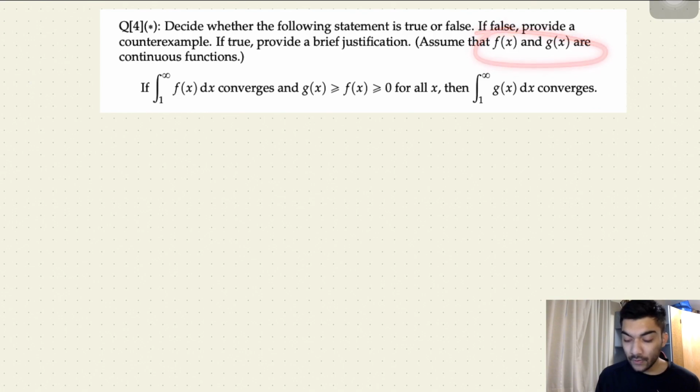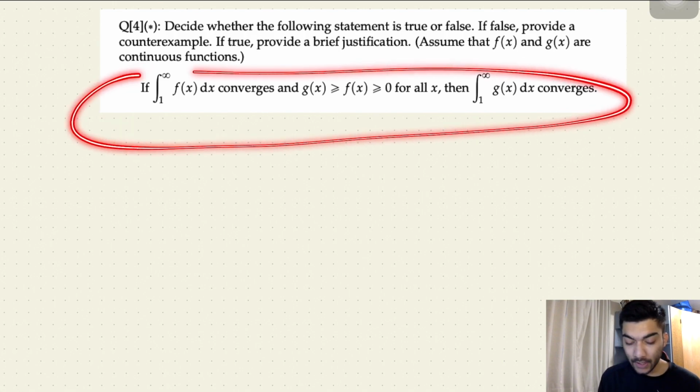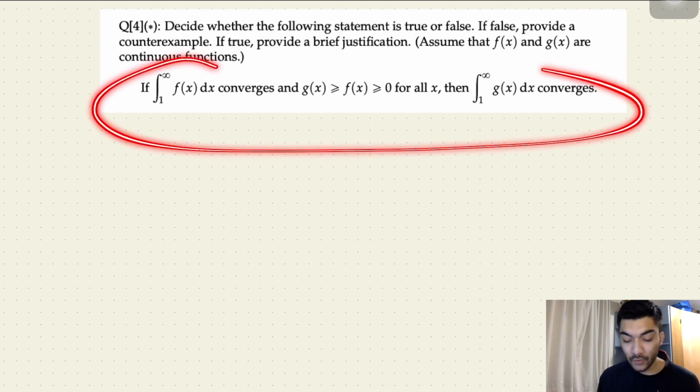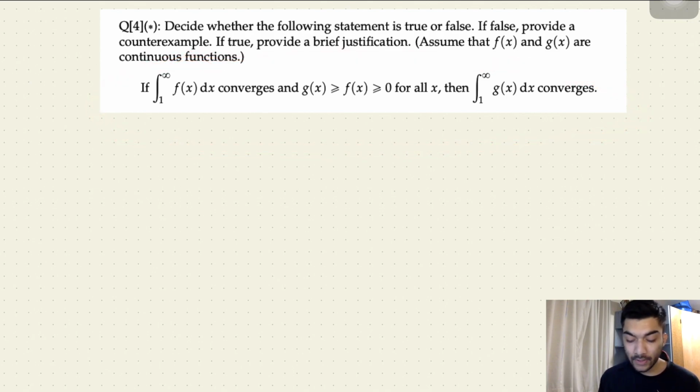Now since we know that f of x and g of x are continuous functions, there is no breakpoint for the curves, right? So based on this condition we have to check whether this statement is true or false. The statement is: if the area under the curve of f of x dx from x equals 1 to x equals infinity converges, and we know that g of x is always greater than or equal to f of x, which is always greater than or equal to 0 for all values of x, then the integral of g of x dx also converges. So we have to prove or disprove this statement.